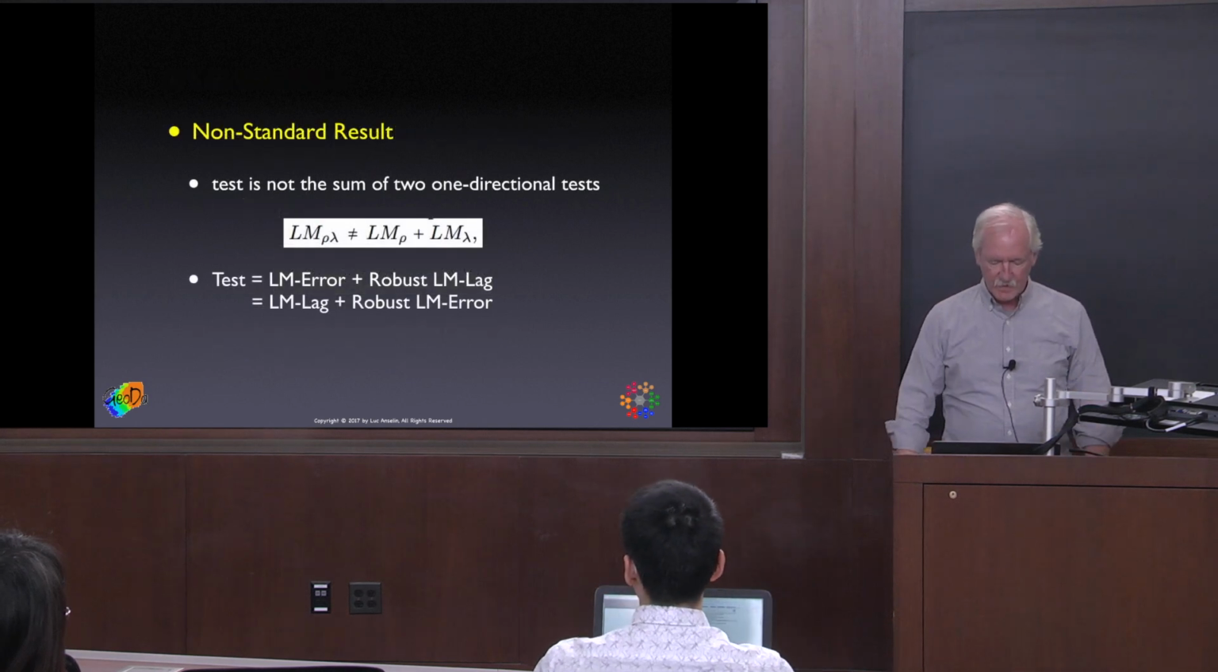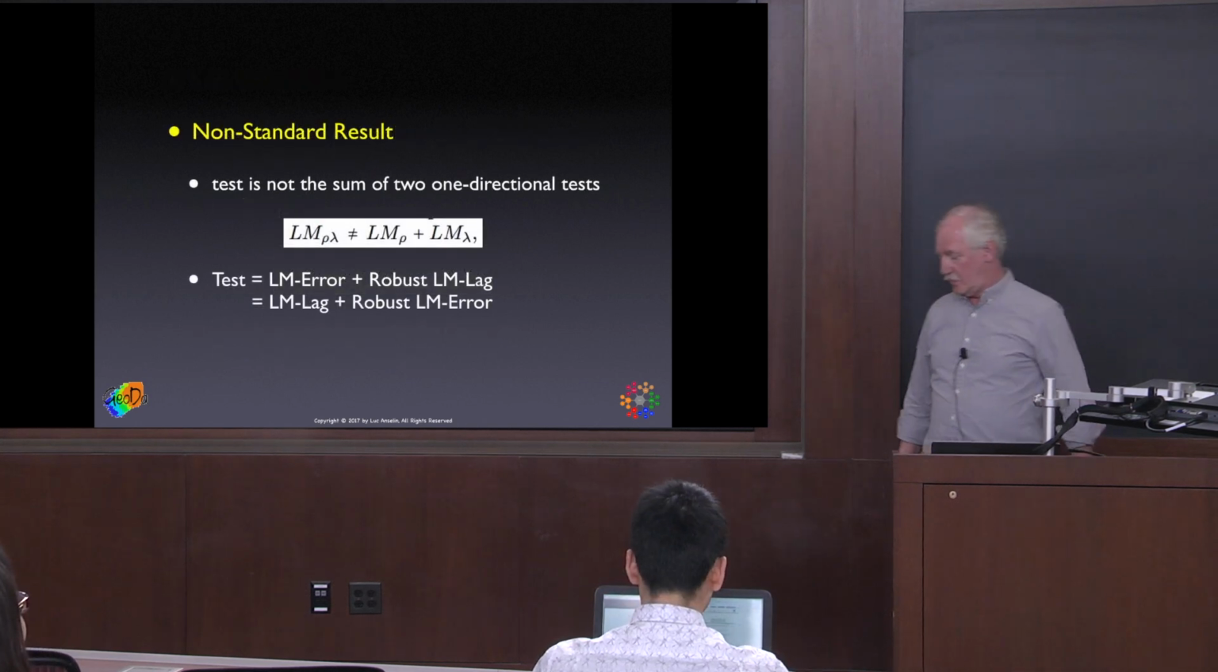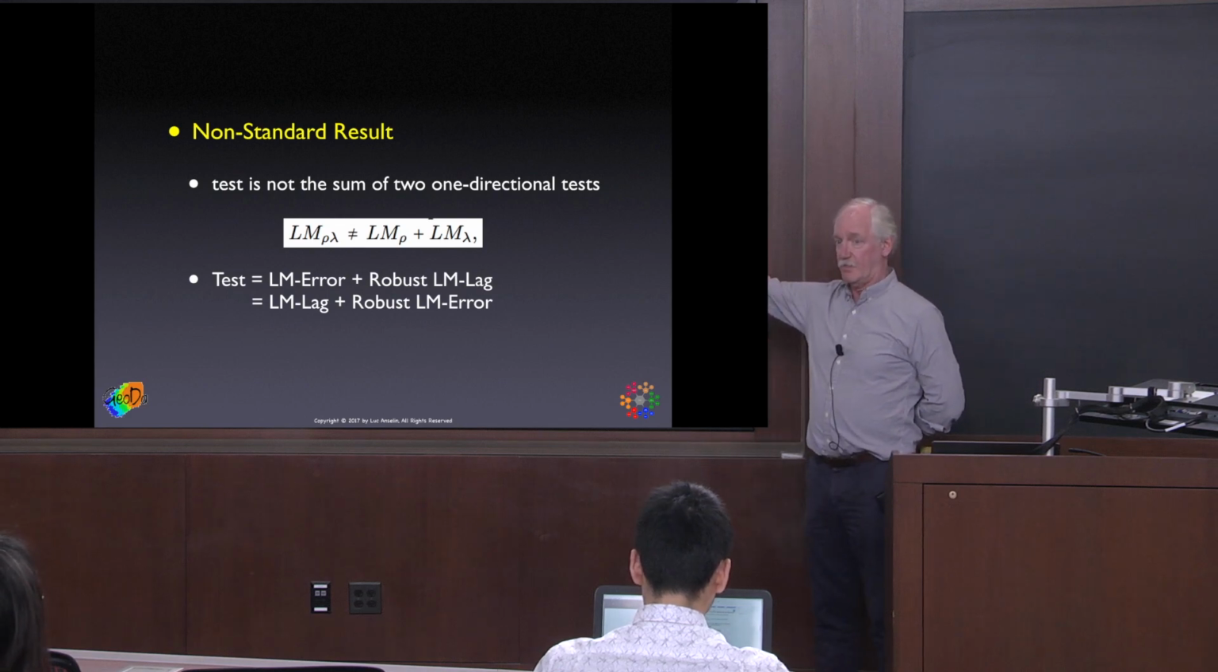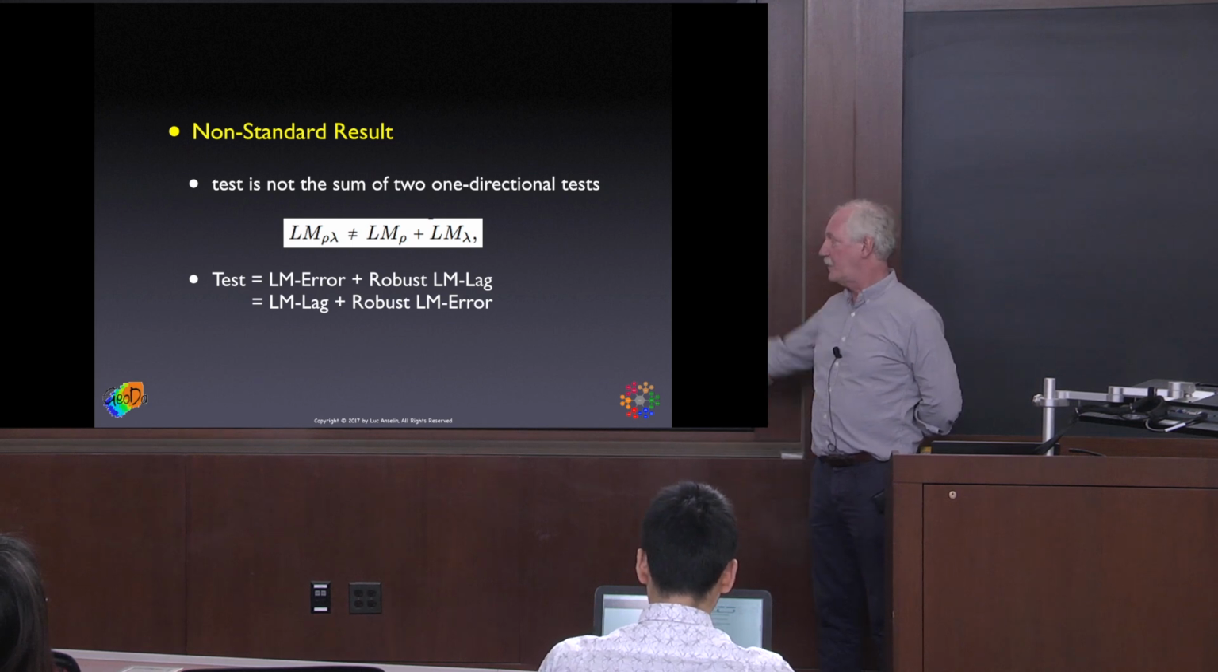So as I said, the standard textbook case would be that the LM test for the two is the sum of the two marginal LM tests, but that's not the case.